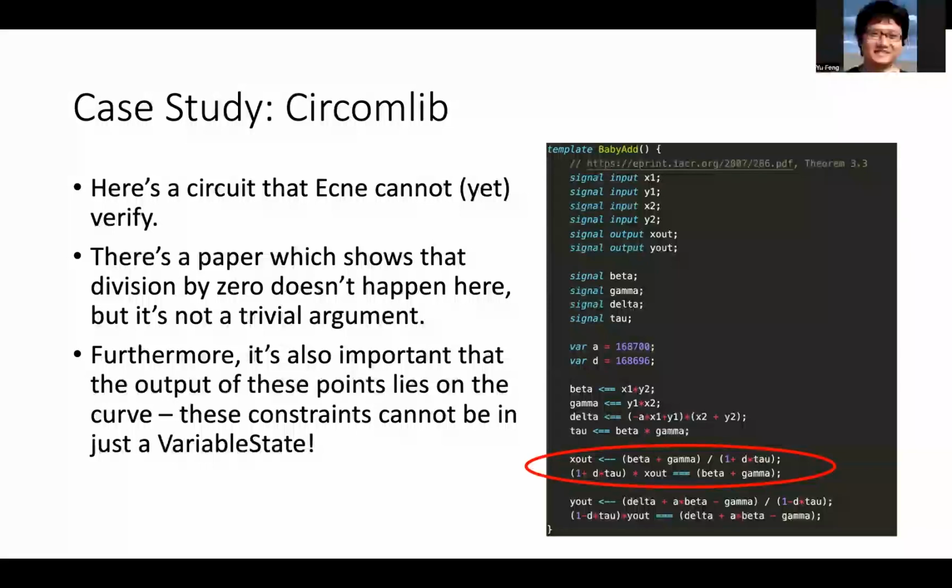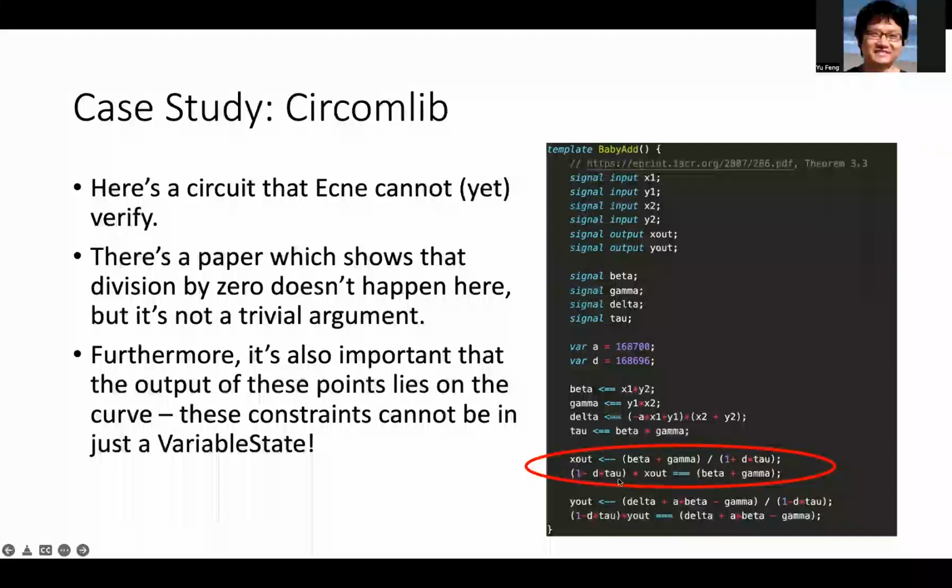I see. So I think we have a question from the audience about the divide by zero, which I don't 100% follow. Could you elaborate? Yeah, of course. If 1 plus d times tau here were 0 and beta plus gamma were 0, note that x out could be anything, right?